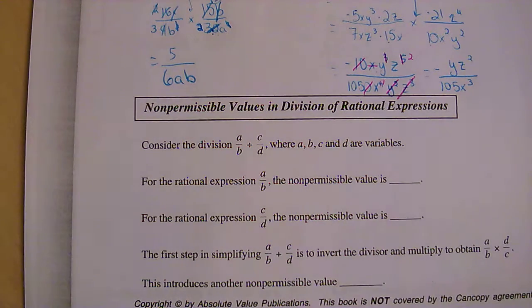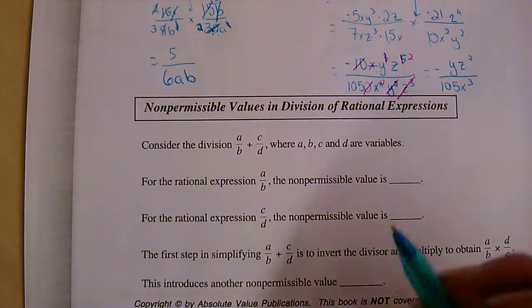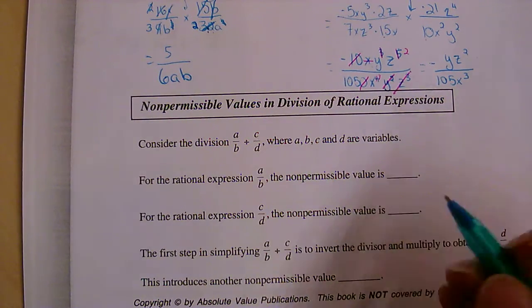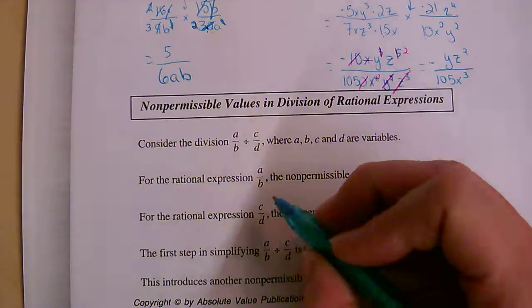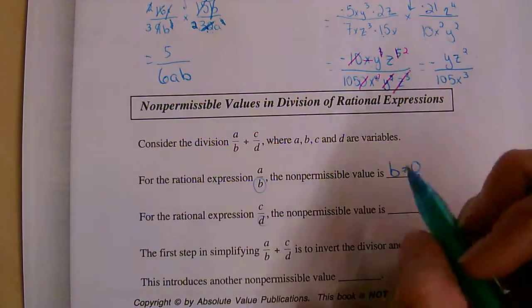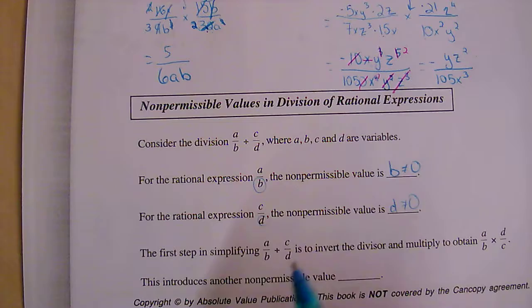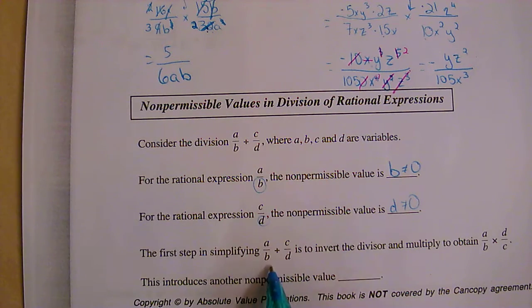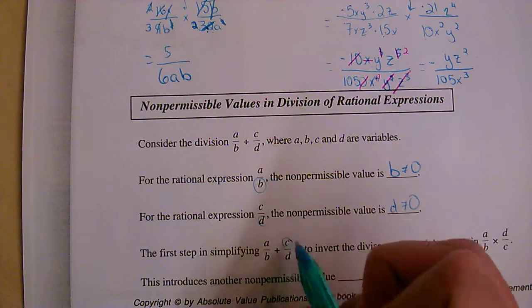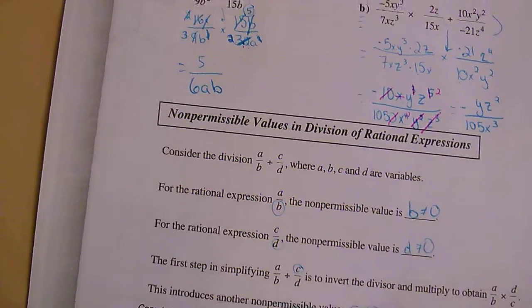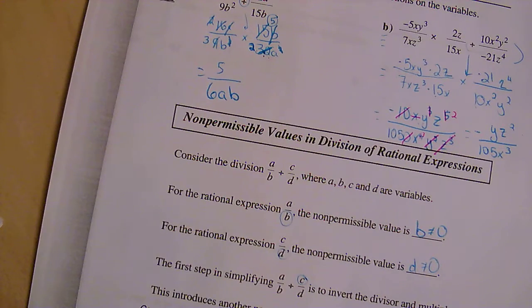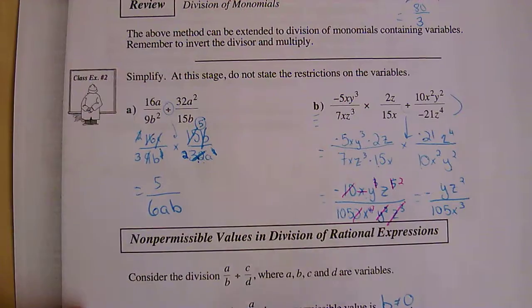Okay, so for our non-permissible values, we should have here b is not equal to 0, right? D cannot equal 0. And this is what I was telling you guys before, the first step to simplifying is to invert the divisor, which means to flip it, and then multiply, which means it adds another non-permissible value of that c.